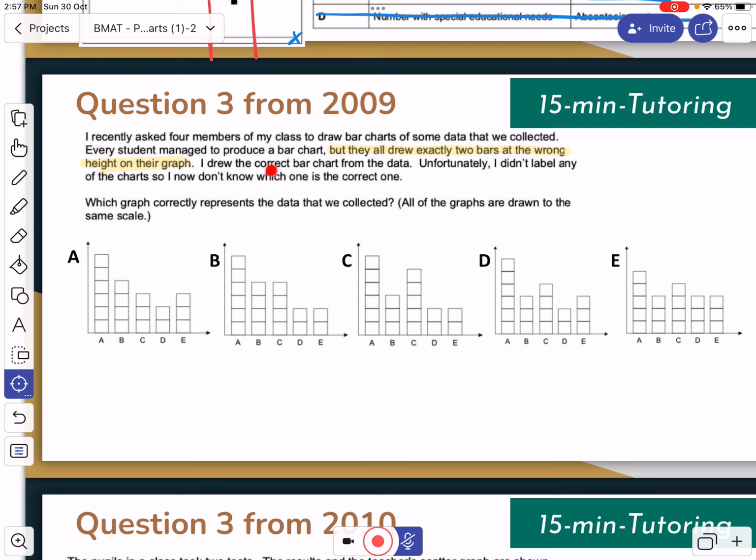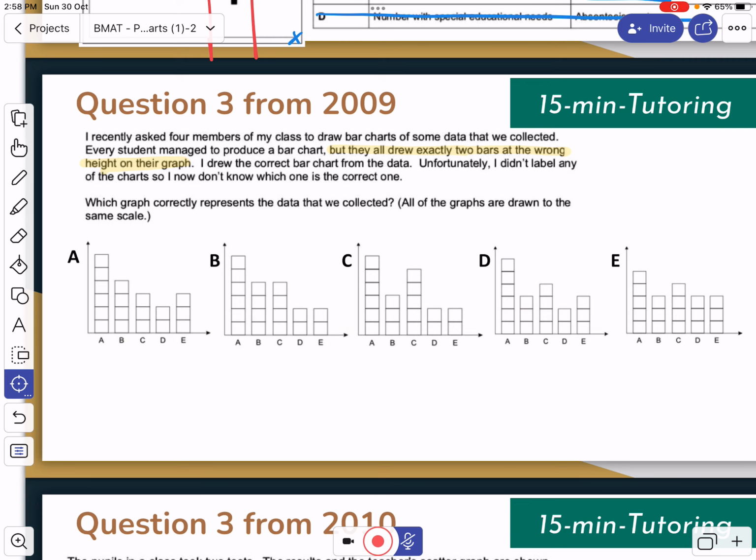Okay. I drew the correct bar chart from the graph. Unfortunately, I didn't label any of the charts, so I now do not know which one is correct. So right away, you know that there's one correct and the rest are wrong, in a way that if you compare the correct and the wrong, the difference is at exactly 2 bars. The question asks, which graph correctly represents the data that we collected? In other words, which graph is the correct one?